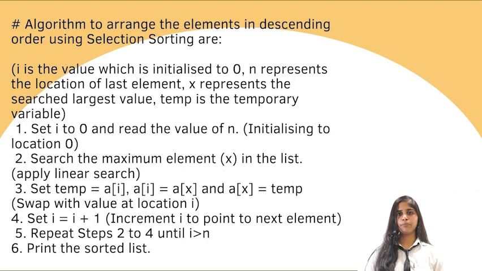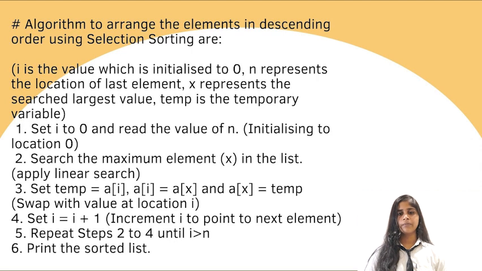Coming to its opposite part, we will see sorting in descending order by using selection sort. We will understand some of the terminologies before going to the steps. I is the value which is initialized to 0, as I told you earlier, and represents the location of the last element. x represents the searched largest value. Temp is the temporary variable.